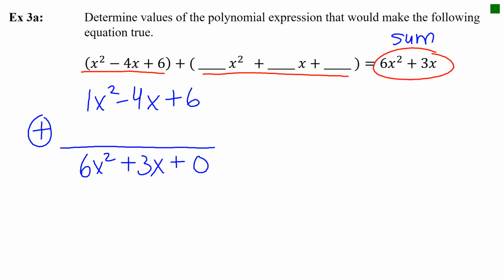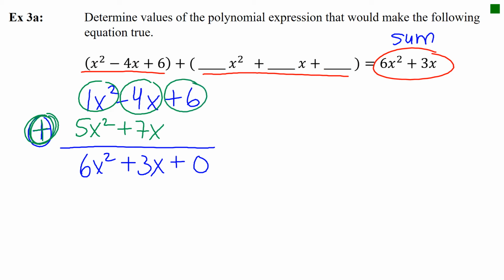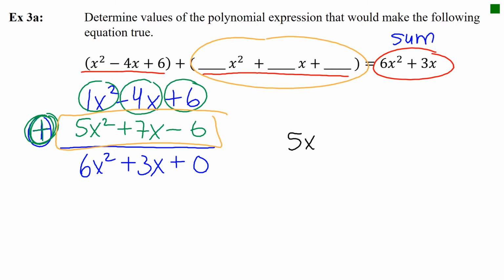So then my goal is just to figure out what was added together. And it's much simpler this way, because now you're asking yourself, okay, 1x squared plus what gave me 6x squared? 5x squared. Negative 4x plus what gave me 3x? So that's going to have to be a positive 7x. And then positive 6 plus what gave me 0? In order for it to cancel out, it needs to be minus 6. So the answer will be all this in the middle. That is what we added to get 6x squared plus 3x. So final answer, 5x squared plus 7x minus 6.